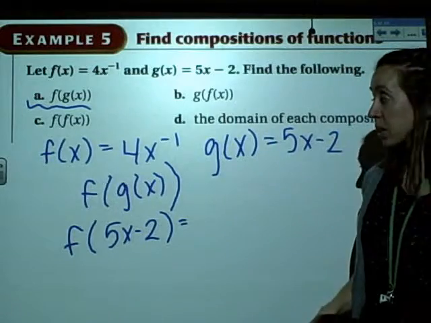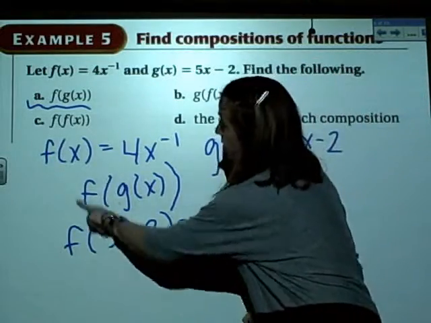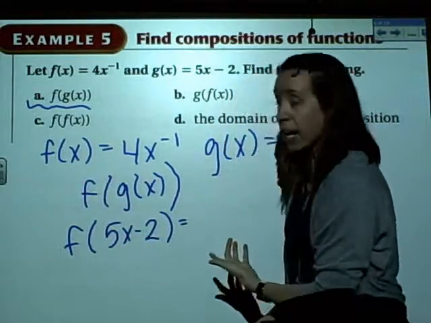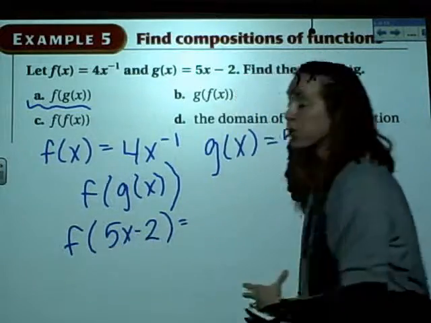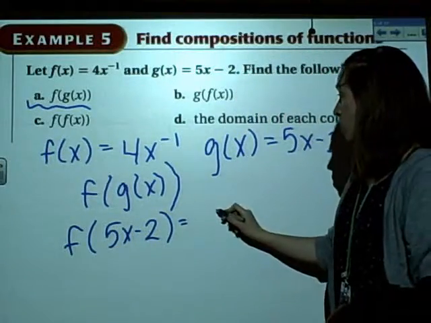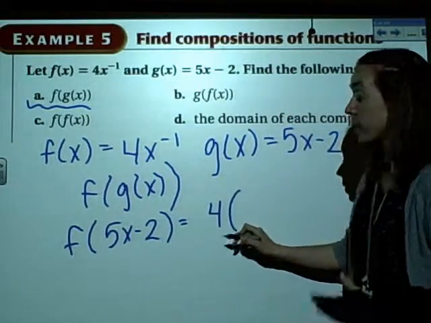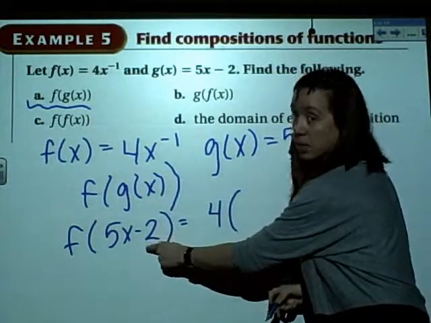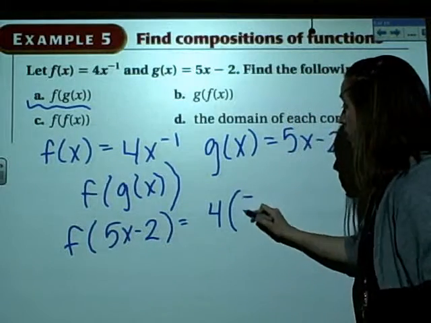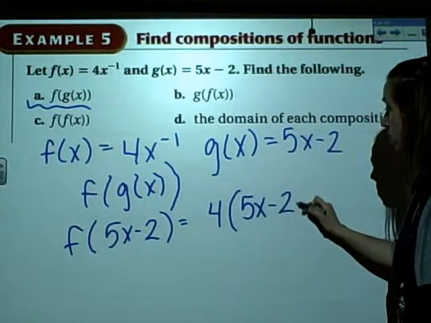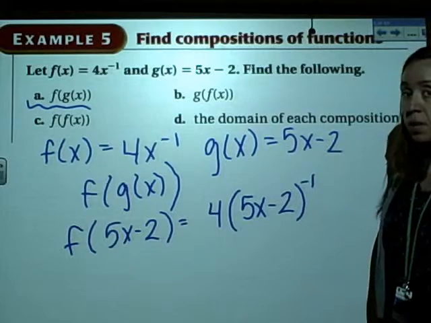Now what this is telling me to do is go to my f function, and wherever there's an x, I'm going to put this expression instead of x. So I'm going to go back to my f function and say 4. Now here's where the x is, so here's where I'm going to substitute in my expression. 5x minus 2 to the negative 1.